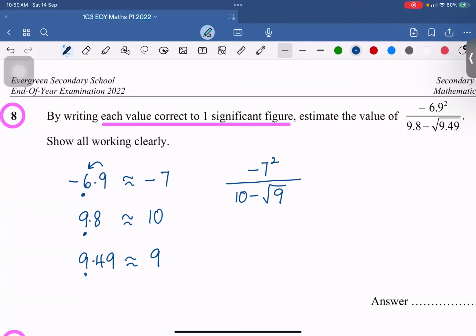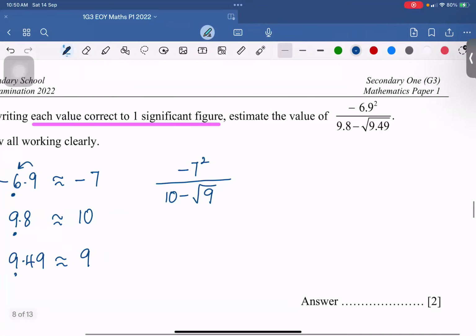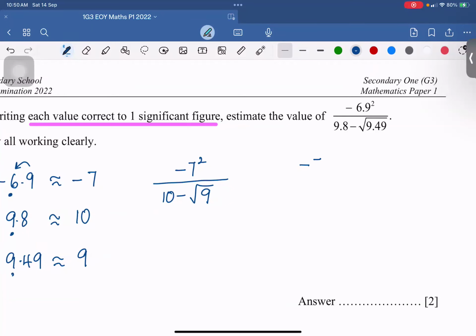I understand that a lot of students will key this whole thing, negative 7 square, directly into the calculator. Negative 7, you square it, right? If you just key this in, it will give you negative 49, which is not correct. By right, it should be the whole of negative 7 squared, so negative 7 times negative 7, and the answer should become 49.